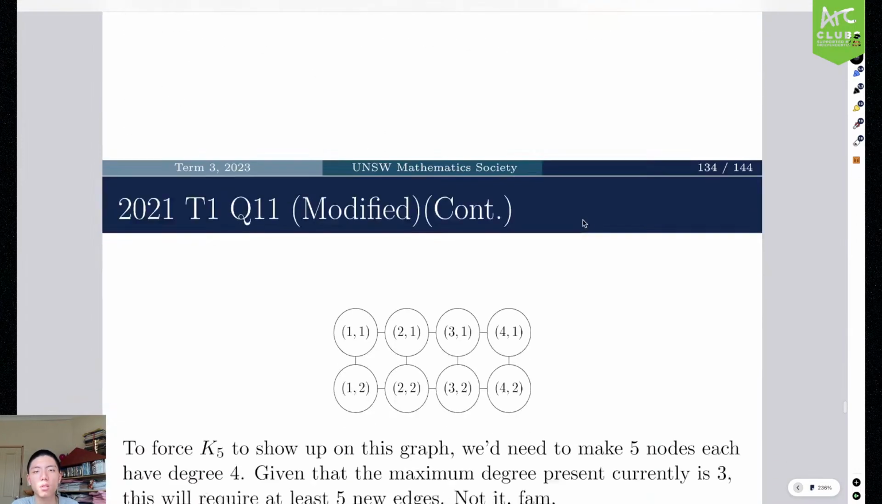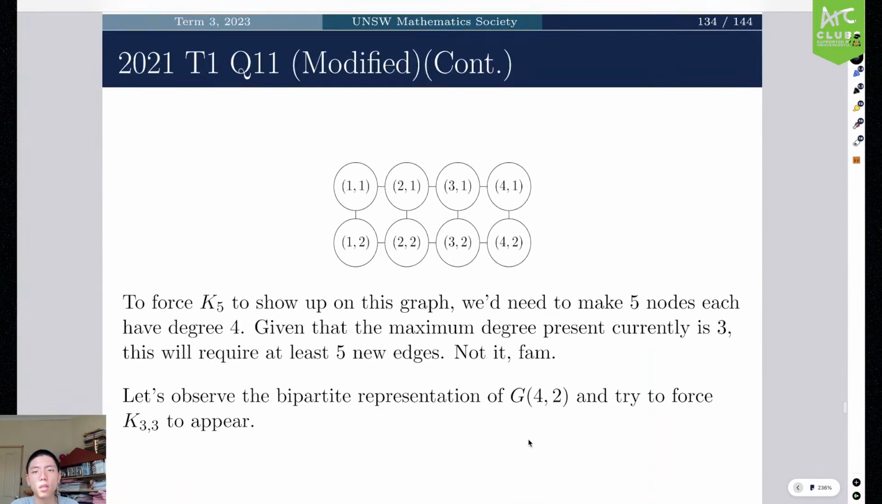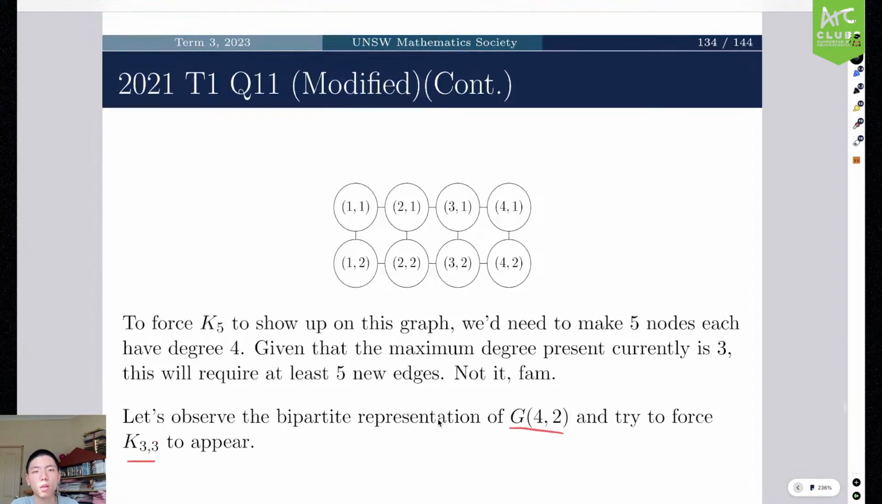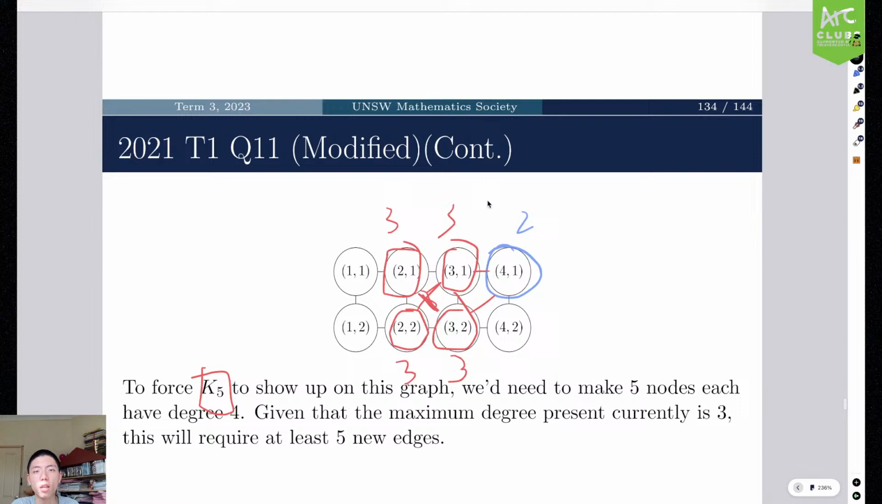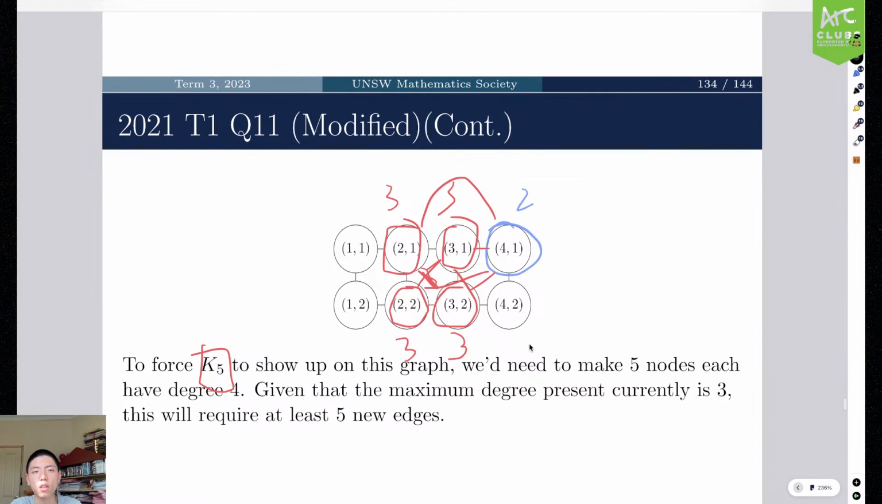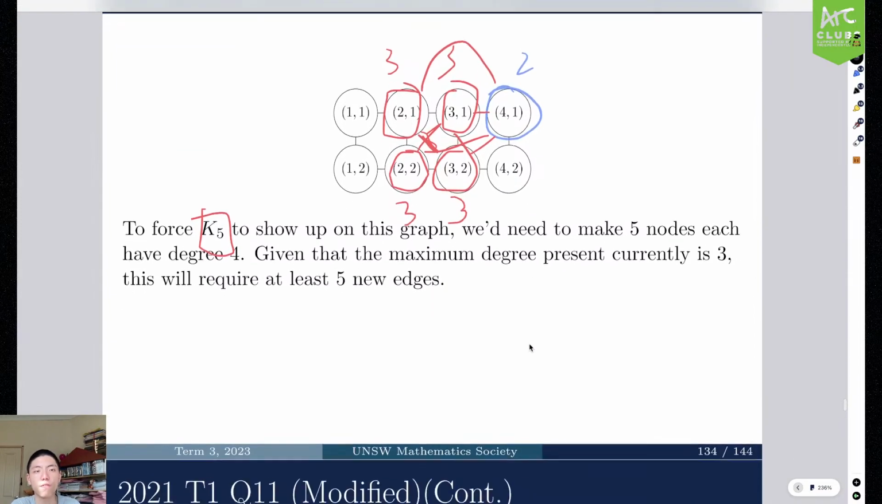So let's look at the bipartite representation of G42 and try to force our K3,3 to appear, because we know that if we wanted to force K5 to appear, it would be a rather expensive process to add at least 5 new edges in, to make it so that this now has degree 4 inside, right? So we'll need to add plenty of edges throughout here to make it so everything is connected to each other, and also make it so that everything has degree 4 at minimum.